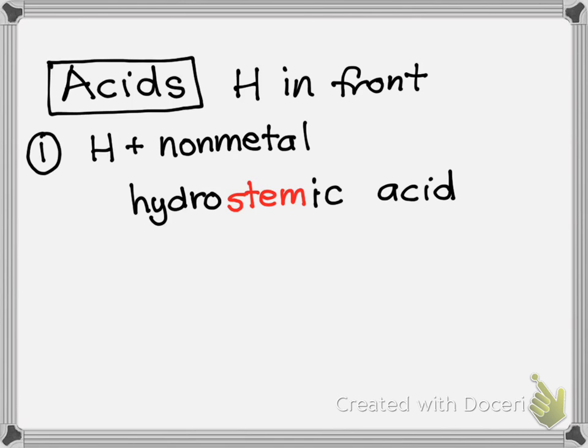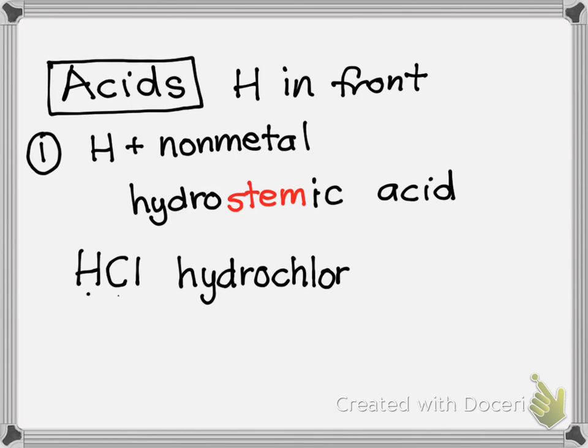So the first example would be if you had hydrogen with just one other nonmetal. If we do that, the pattern is going to be hydro, the stem of the nonmetal, ic acid. So let me show you some examples. So HCl, I see hydrogen in the front, it's followed by one other nonmetal, so it's hydro. The stem of chlorine is chlor. I'm going to change the ending to ic, so it's hydrochloric acid.